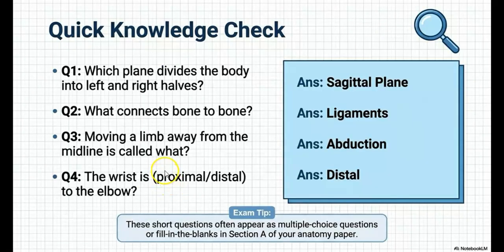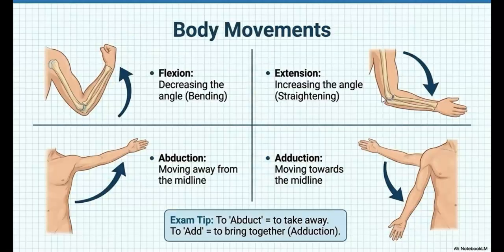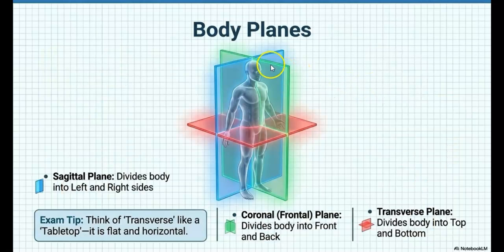Now let's quickly test what we have learned. Question number 1 is, which plane divides the body into left and right halves? Take a moment and think. So what is the correct answer? The correct answer is sagittal plane, as we have seen before. Here, sagittal plane is green color. Okay, it divides the body into right and left sides.